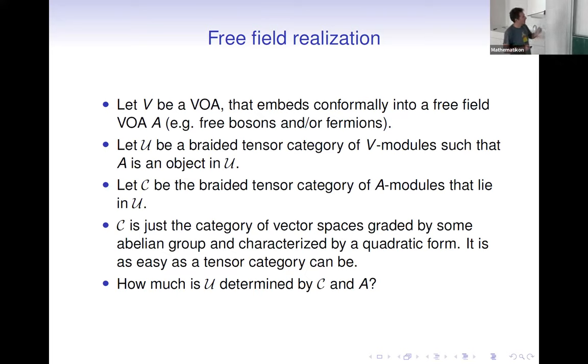So we have to go on. Anyway, we have here C, the category of modules of the free field algebra, and this is typically a super easy category, graded by Calabi-Yau. It's the simplest type of tensor category you can possibly imagine.